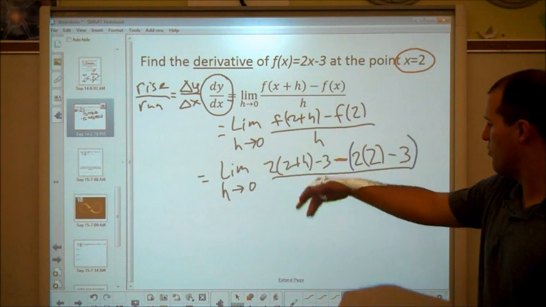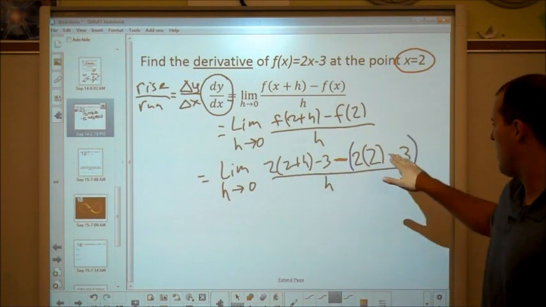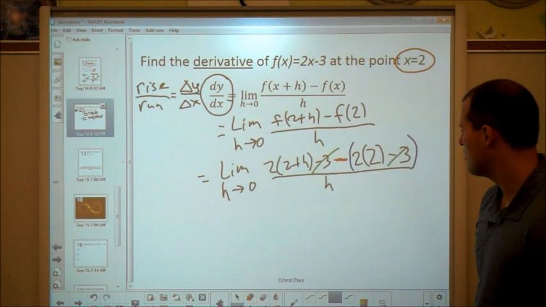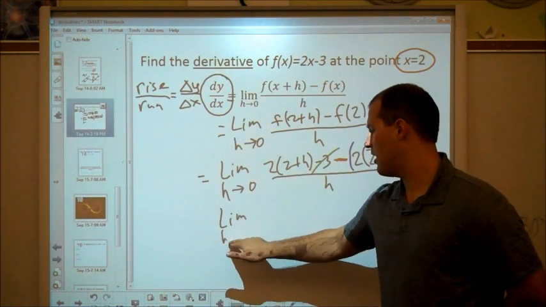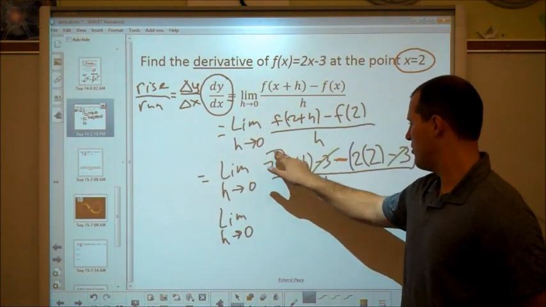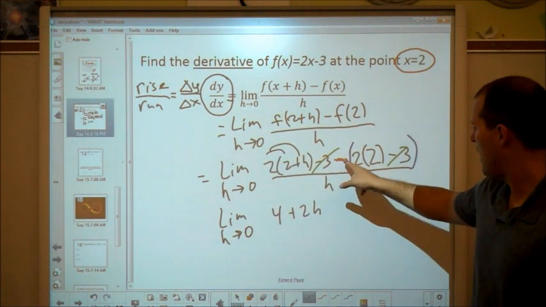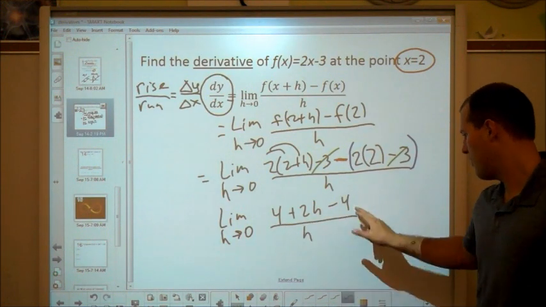Okay, so now we can go through and start simplifying this. What I see right away is I have a negative 3 minus a negative 3. Those can go away. And I'm not sure what else yet, so let's simplify a little bit and see what happens. Limit as h approaches 0. Let's distribute, and I get a 4 plus 2h. I have a minus 4 back here. Ooh, that looks good. And so now the 4's can cancel.